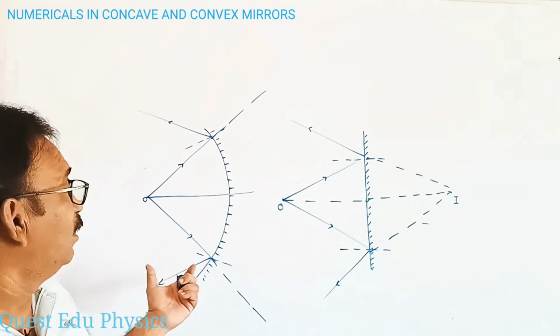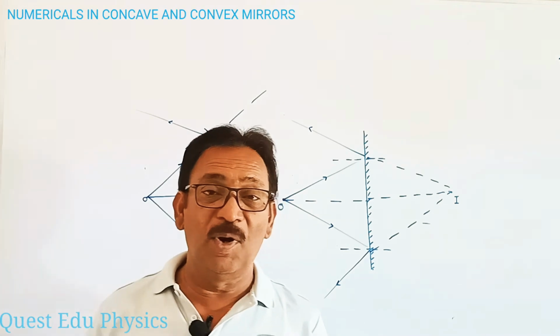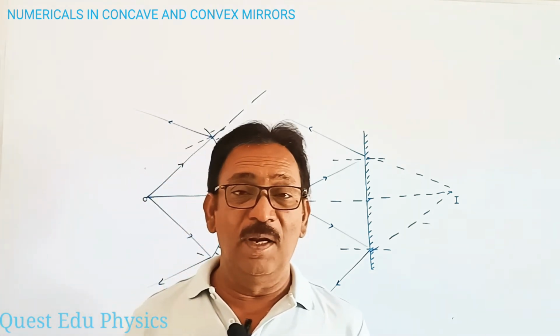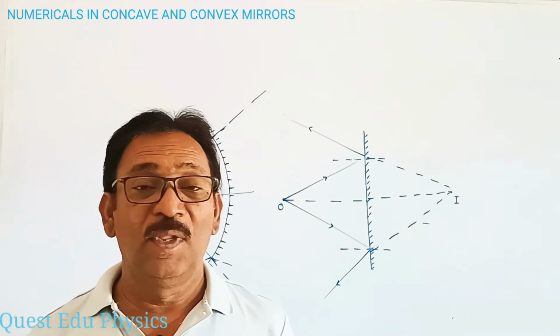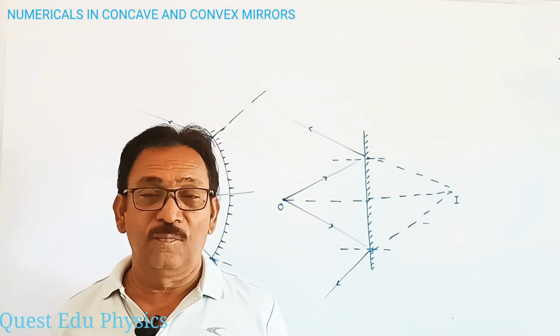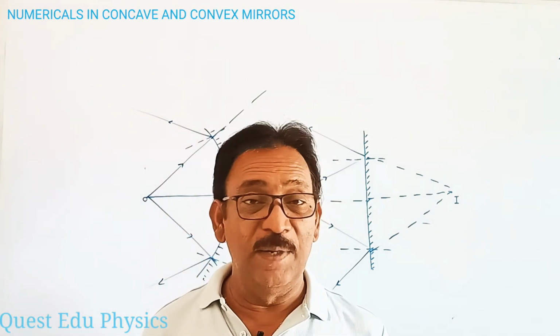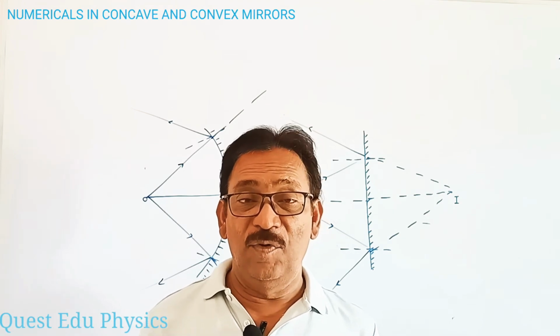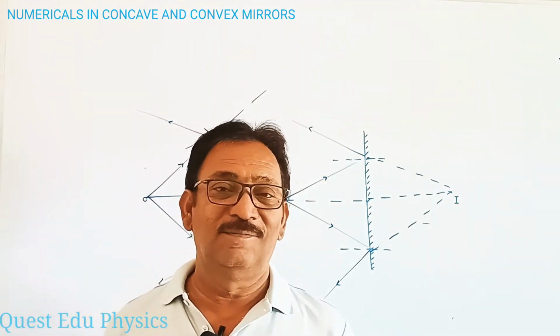If you go with a mirror, we have to recall a few terms which are very important in mirrors. One is the principal focus, students. The second one is the radius of curvature. The third one, the object distance. And fourth is the image distance. The fifth one is the focal length, students.